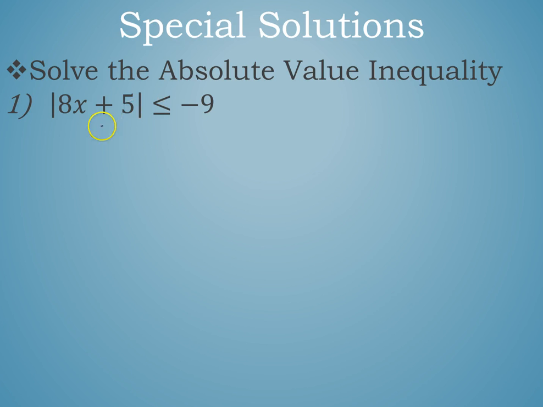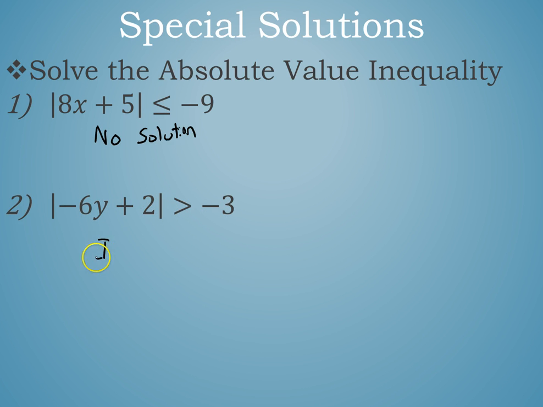Because while it is true in this particular case the answer is no solution, it may not always be the case. The reason why this is no solution is because the absolute value can only give you positive results. So positive is never less than negative, so it's impossible for this to be anything besides no solution. However, in this case, if the absolute value of negative 6y plus 2 is greater than negative 3, since the absolute value has to always be positive, positive is always greater than negative, this one is infinite solutions.